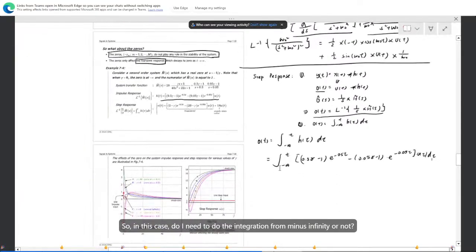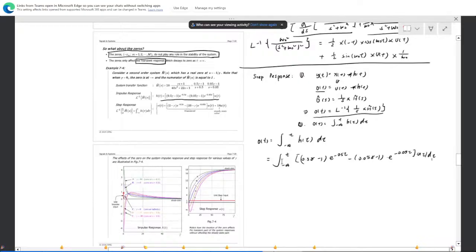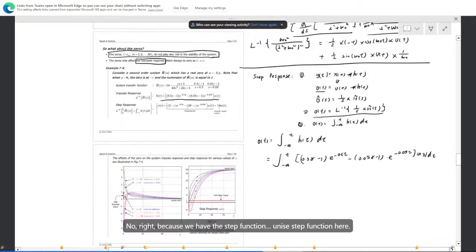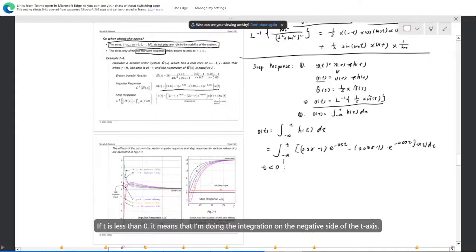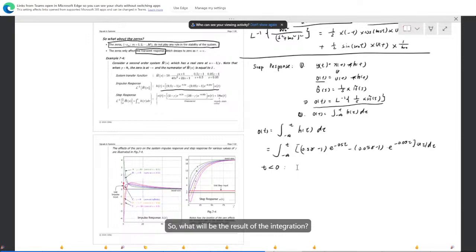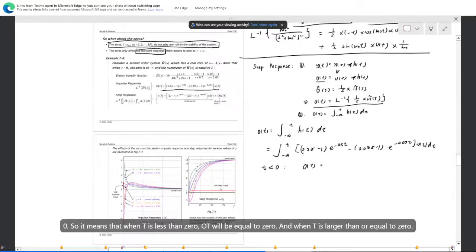So in this case, do I need to do the integration from minus infinity to t or not? No, right? Because we have the unit step function here. But what will happen if t is less than 0? If t is less than 0, what will be the value of o(t)? If t is less than 0, it means that I'm doing the integration on the negative side of the t-axis. So what will be the result of the integration? 0. So it means that when t is less than 0, o(t) will be equal to 0.